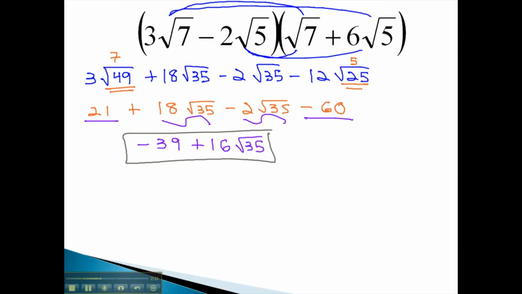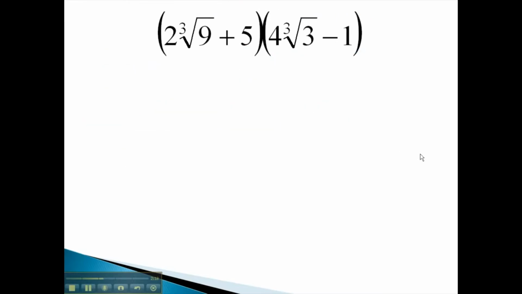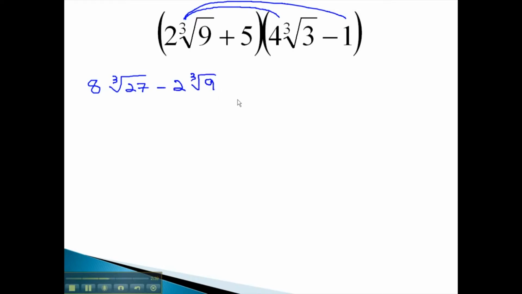Let's take a look at another example where we have to use the FOILing method to multiply the radicals together. In this problem, we'll start by distributing the 2 root 9 through times the 4 cube root of 3. 2 times 4 is 8, and under the cube root, we have 9 times 3, or 27. 2 cube root of 9 times negative 1 is negative 2 times the cube root of 9. Remember, negative 1 is outside the radical, so it does not get multiplied by the 9, but only the 2.